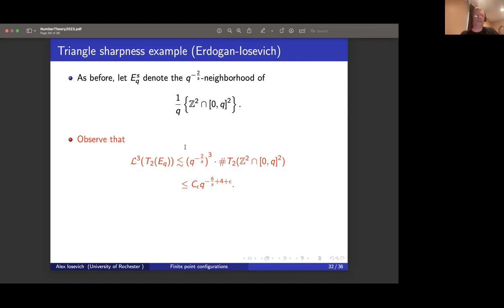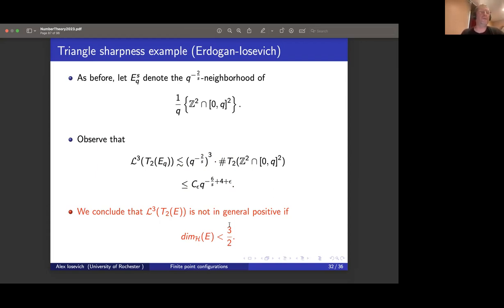And this tells us that the three-dimensional Lebesgue measure of the set of congruence classes is bounded by Q to the minus 6 over S plus 4 up to this epsilon factor. In fact, it's less than epsilon. And what this tells us is that the three-dimensional Lebesgue measure of these congruence classes is not in general positive if the Hausdorff dimension of the set is less than 3/2. The best known exponent in the positive direction is 8/5. So we are getting close, but there's still a gap. And my guess is that this example is sharp.